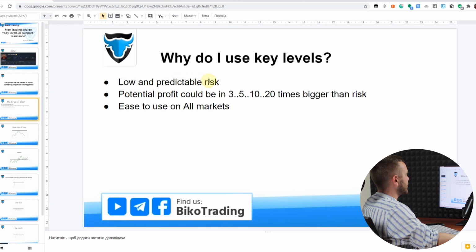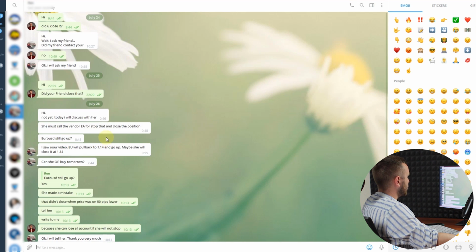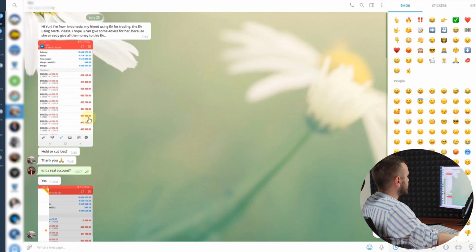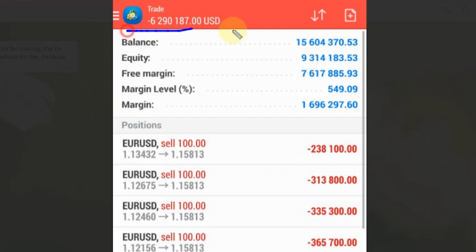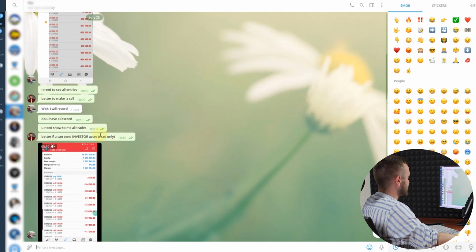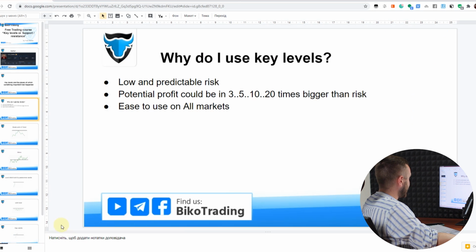First, about low predictable risk. It's so important because if you take a look at this woman who wrote to me a few days ago, it doesn't matter what your account size is. If you don't know how to trade, you will not benefit from the market. That's why I teach people how to trade key levels. She has 15 million on her account, and as you can see, even such huge money didn't save her because she doesn't know how to trade. That's why use key levels, period.